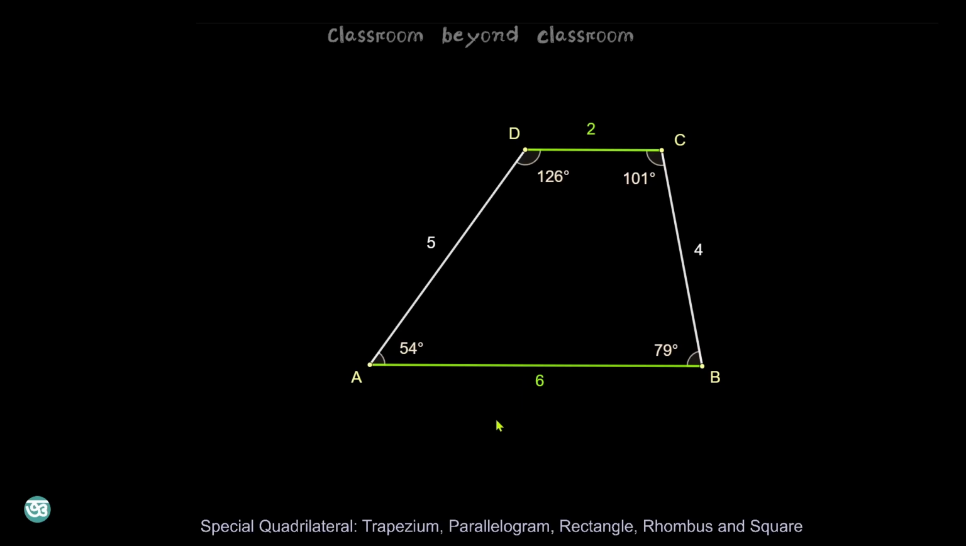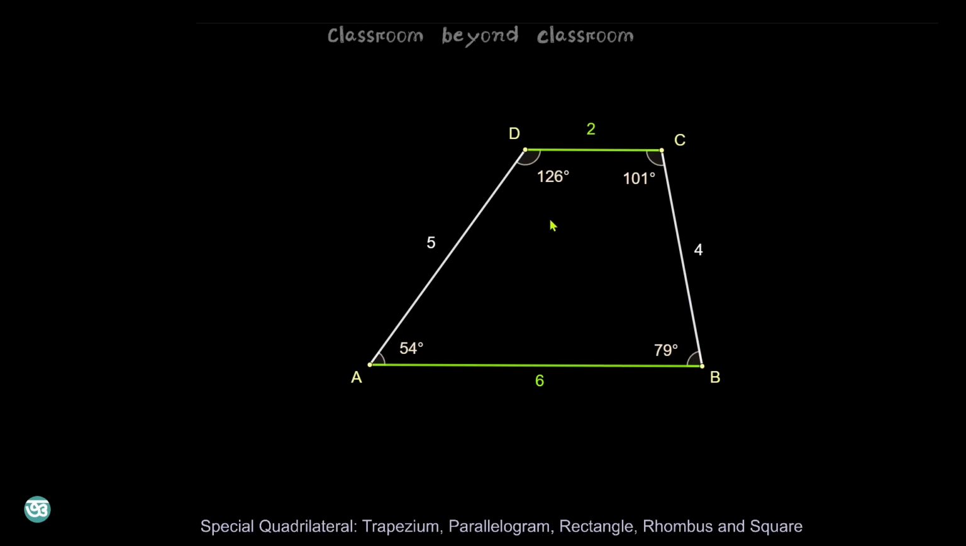Hello and welcome. Today we are going to discuss special types of quadrilateral like trapezium, parallelogram, rectangle, rhombus and square. So this is a quadrilateral, but side AB is parallel to side BC.